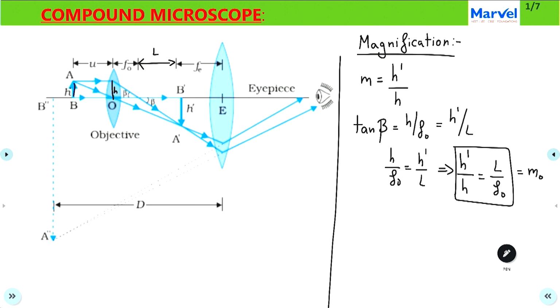So now coming to the eyepiece. I will be treating the eyepiece just like a simple microscope. We have already discussed the magnification produced in the simple microscope. There are two types of magnification. One is the near point magnification and the other one is the normal magnification.